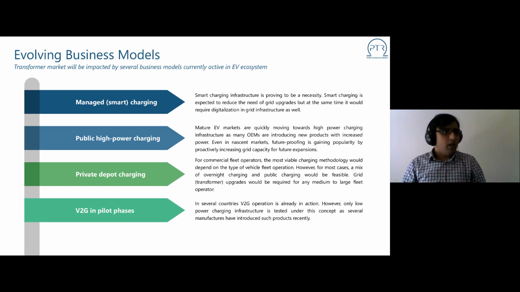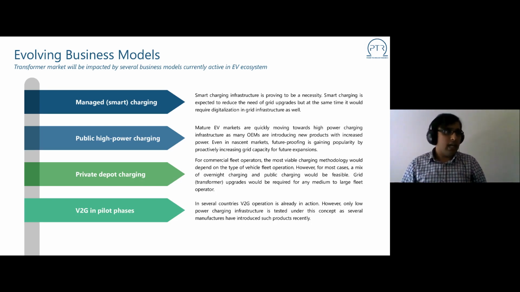For example, we see some new products coming from companies like Bosch, even from Volkswagen, that already have a few charging infrastructure units on the DC low power side which have the capability for V2G, but it's still in the pilot phase. If successful, then moving forward, we can expect this to trickle towards the high power charging infrastructure as well.